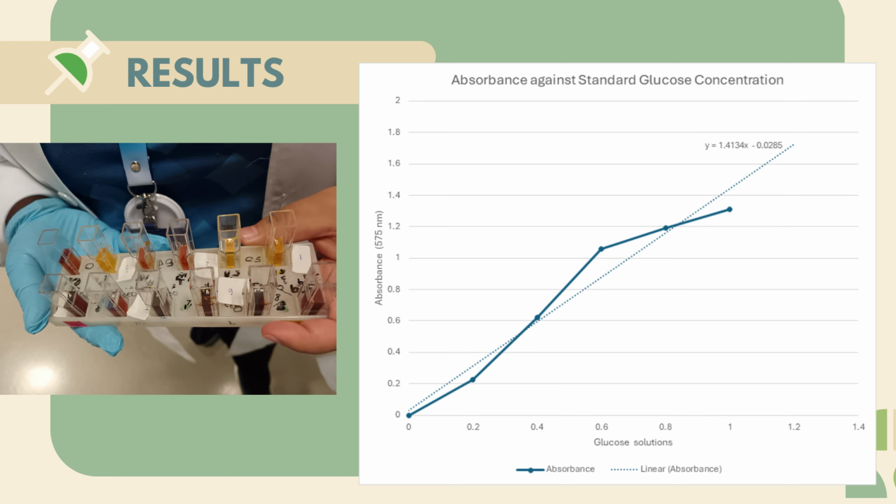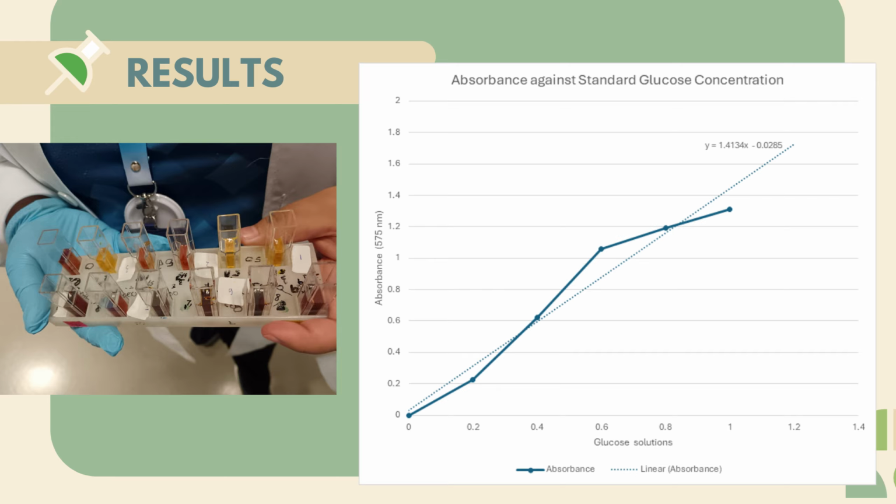For the graph, the initial data points show a strong, nearly perfect linear correlation between concentration and absorbance. This region adheres well to Beer's law. The equation y = 1.4134x - 0.0285 was used, where y is the absorbance and x is the glucose concentration. This equation provides the calibration necessary to determine the concentration of unknown samples.